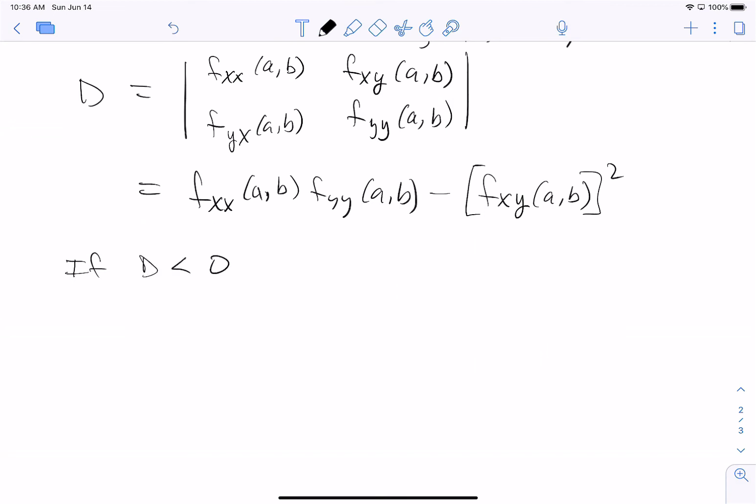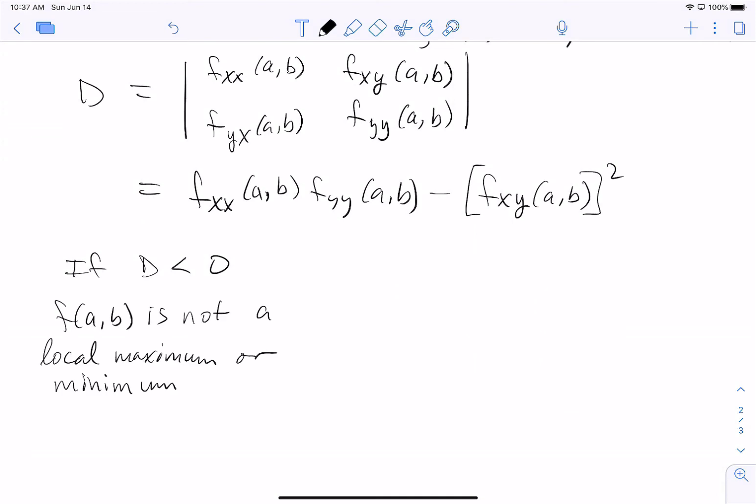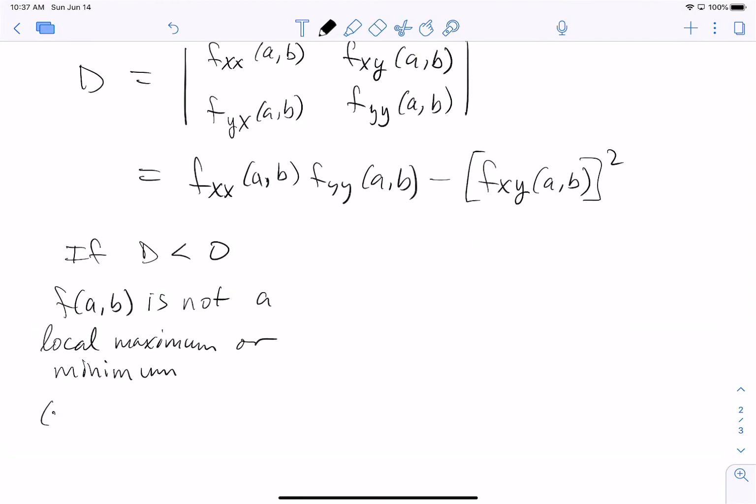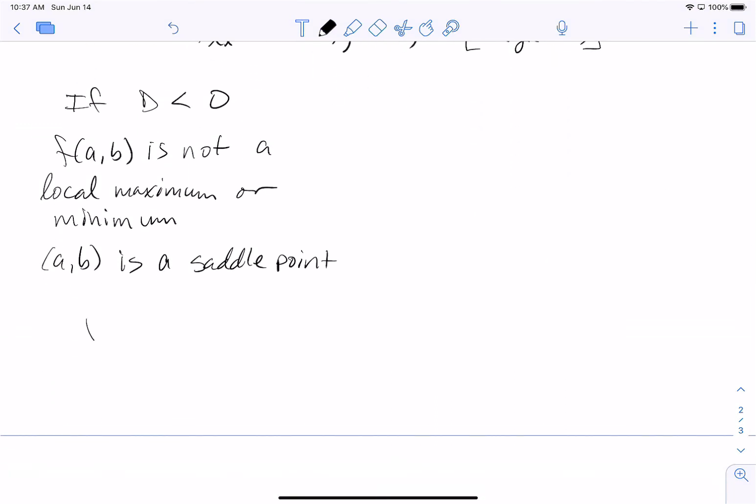If D is negative, then f of AB is not a local maximum or a local minimum. In this case, AB is what we call a saddle point. And a saddle point is pretty much what it sounds like. If you imagine a hyperbolic paraboloid, there's a point that's kind of in the saddle. In one direction, it's a local minimum, but in another direction, it's a local maximum. And that's called a saddle point.